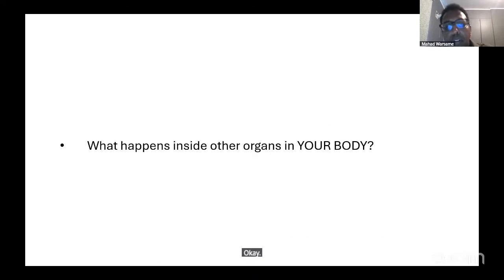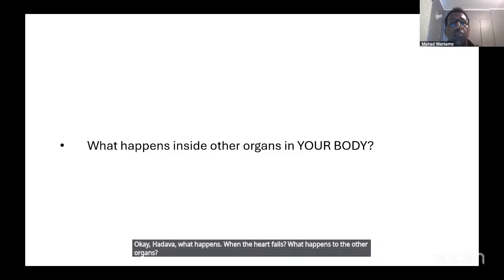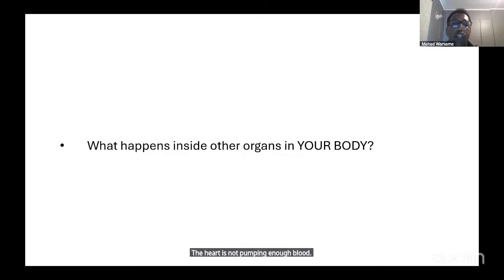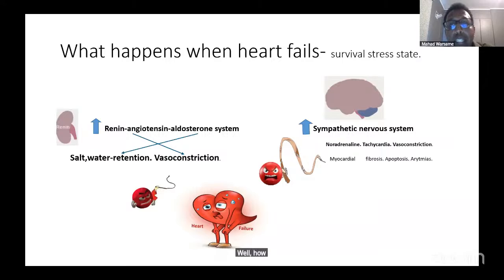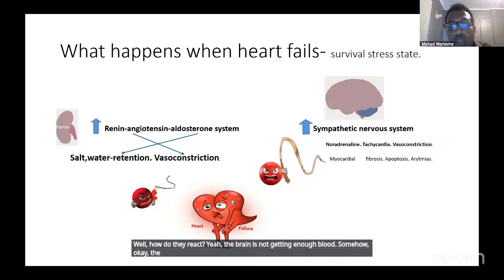Okay, so what happens when the heart fails? What happens to the other organs? Your heart is not doing its job. The heart is not pumping enough blood. There's not enough blood going to the brain, to the kidneys. How do they react? The brain is not getting enough blood. Somehow, the patient will be anxious.